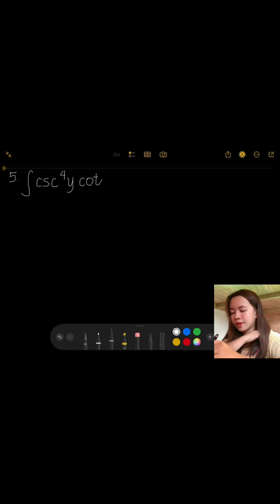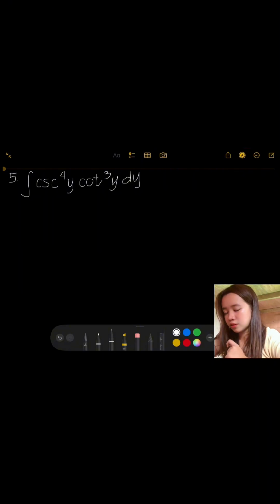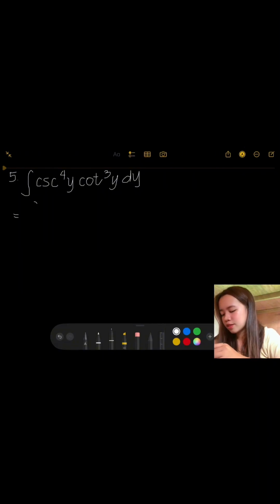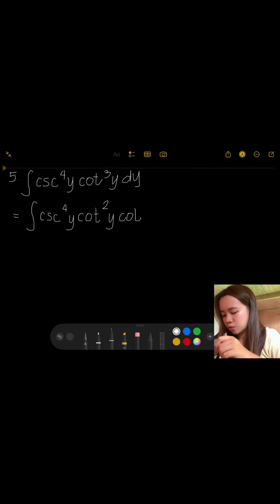So our last example in trigonometric transformation is the integral of cosecant raised to 4 y cotangent cubed y dy. So we have odd exponents, so we will separate it. So this will become cosecant raised to 4 y cotangent squared y cotangent y dy. So we all know that cotangent squared y is equal to cosecant squared y minus 1.